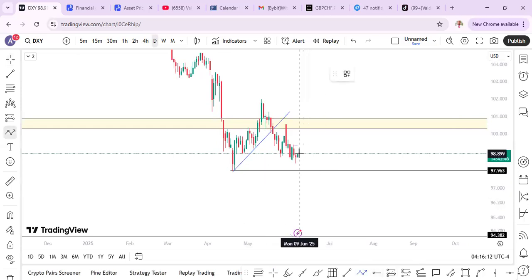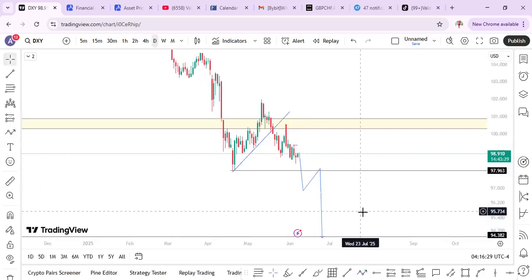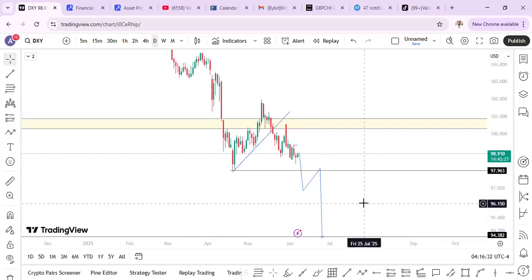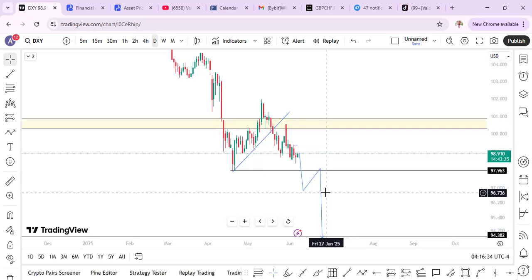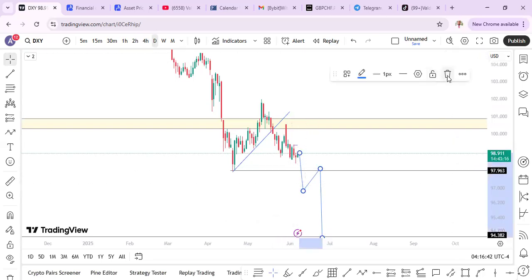97.96 is still a draw on liquidity for the dollar. So if the news is bad, we'll see price take out this low. Then if there's a price close, maybe today on Friday, a daily close below this low, that will be bad for the dollar. By next week, we can see the dollar push to the next low. So the news is very critical for the dollar. If it comes out positive, we could see the dollar bullish the rest of the day. And if it's negative, we can see a bad downside for the dollar.